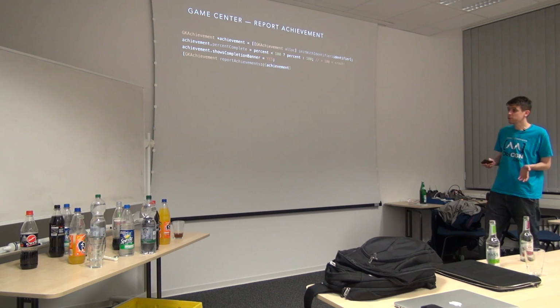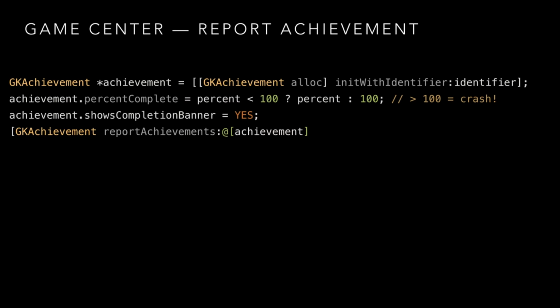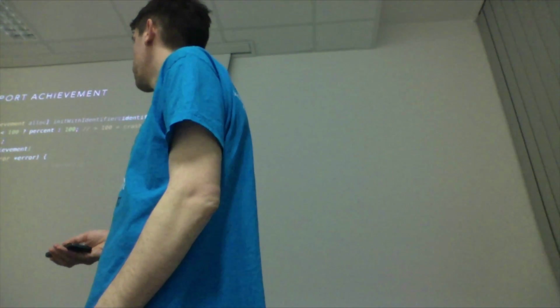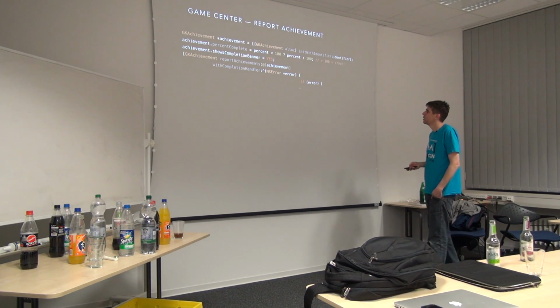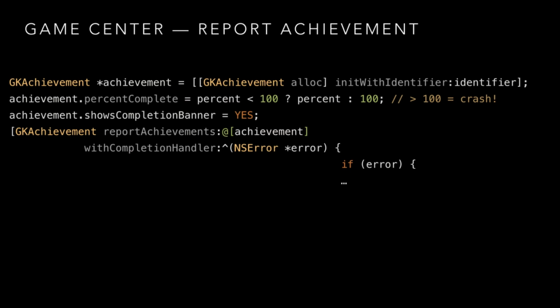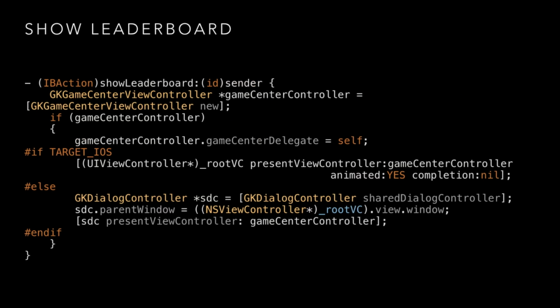And then you report achievements. You can report more at once. In this case, I'm only reporting one, so I'm sending a one element array. The way it works is that it comes back with a completion handler. Luckily, it is asynchronous. And then you do whatever you want in this block. Hopefully you have no error. If you have an error, you just kill yourself or whatever. All right. Stop me anytime if you have questions.